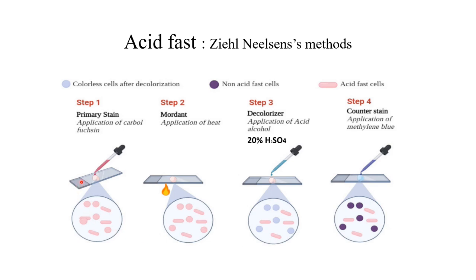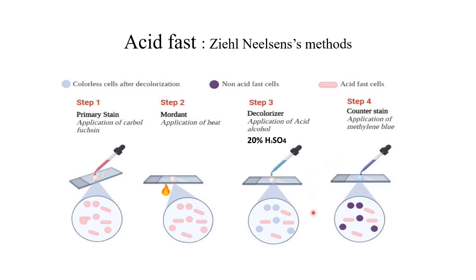So the first step is the primary stain. We use strong carbol fuchsin, and after adding it, we heat the slide until vapors arise from the slide. By seeing these vapors, we can identify that the smear has been heated well. Then we add the decolorizer, that is sulfuric acid, which varies depending upon the organism. After the decolorization step is over, we add the counterstain, methylene blue.